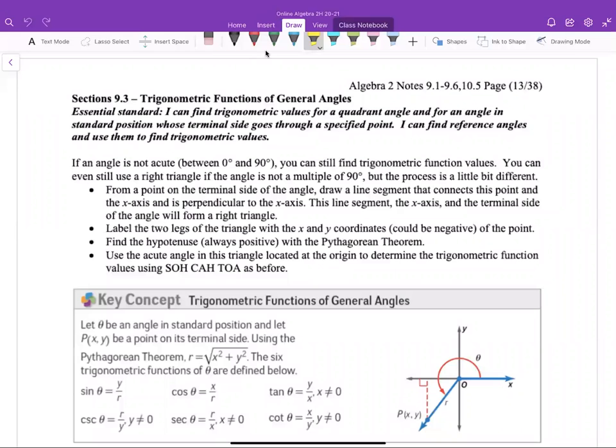Okay, this is probably going to be a long lesson here, so hang in there. 9.3a is the lecture title.